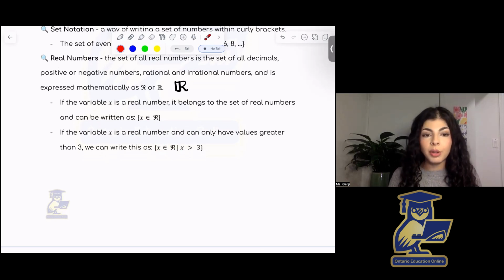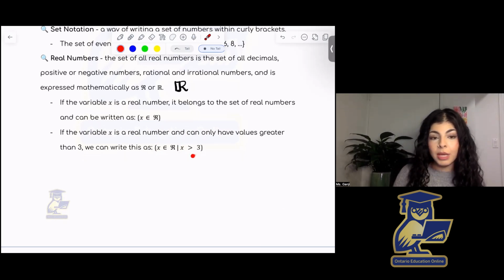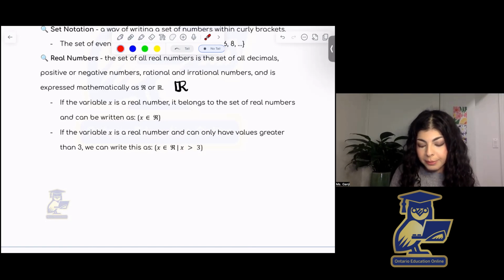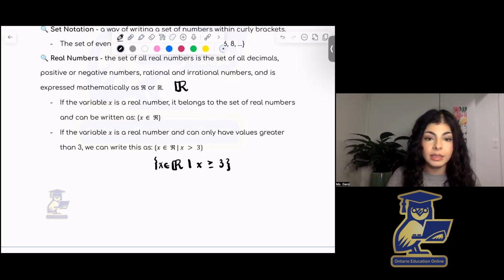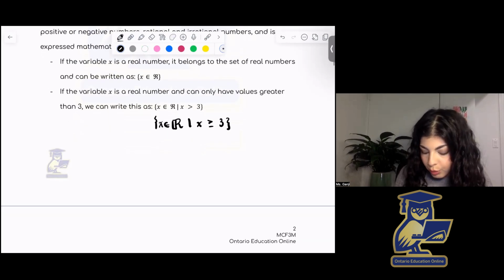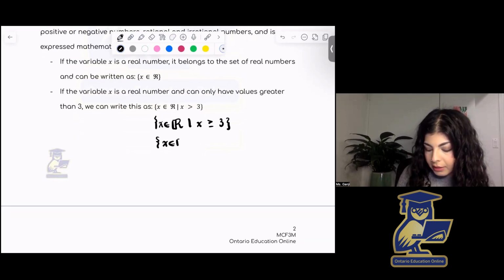So if our variable x is a real number, it can only have values greater than 3. We write that x is part of the real numbers with the condition. So that straight line means conditional on x being greater than 3. So all values greater than 3. Had I told you that it's all values of x equal to or greater than 3, with that equality, we just add the equality there, and it's the same thing. Or if I told you it's all values of x less than 3, we would just write it as less than 3.